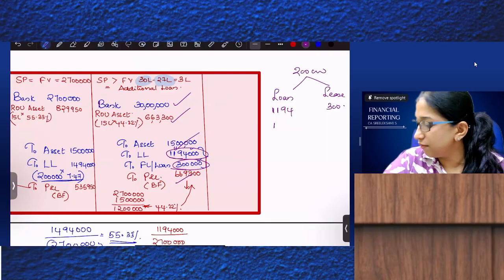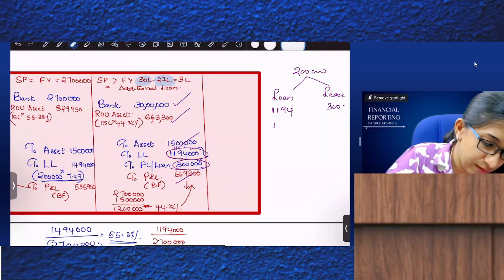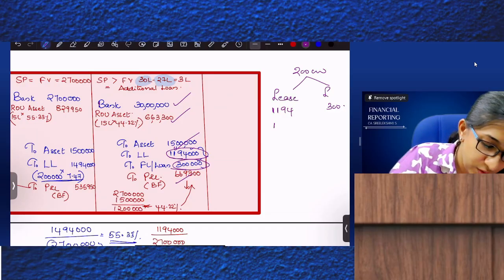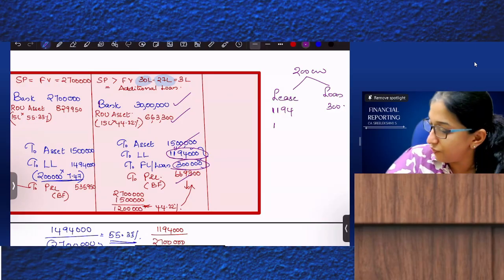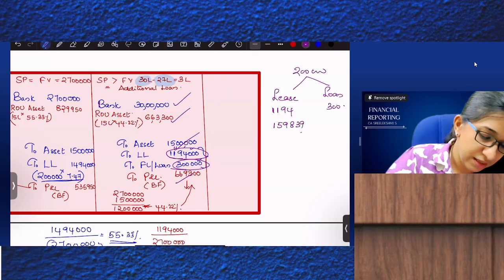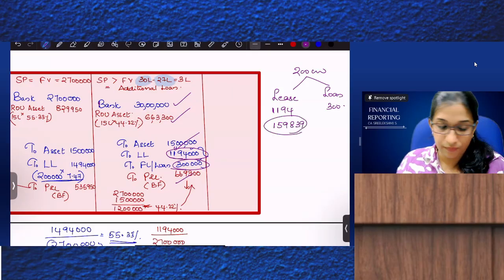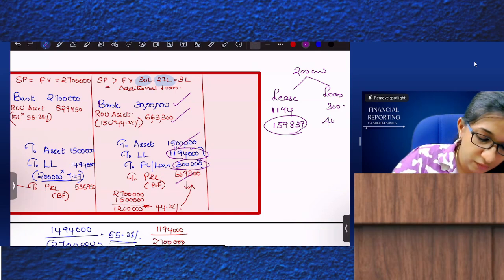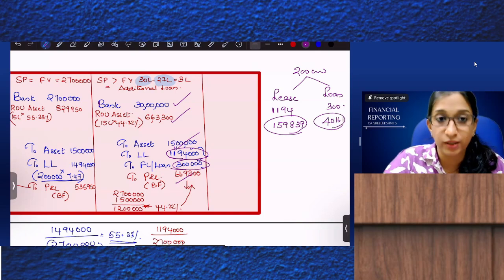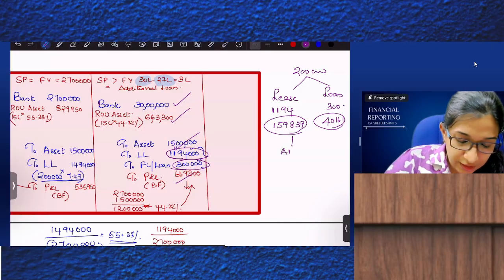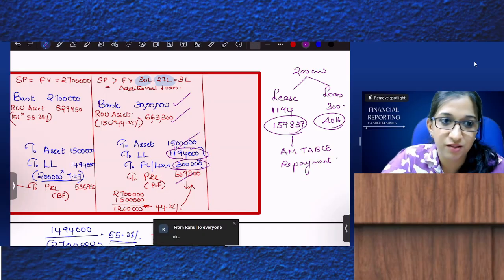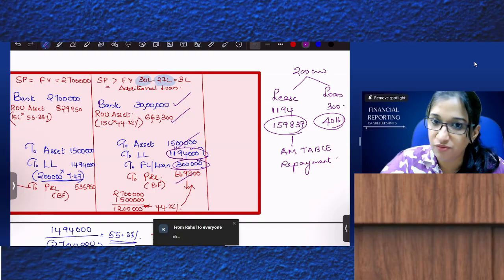This is lease, this is loan. So 1,59,839 is lease repayment and 40,161 will be considered as loan repayment in the amortization table. In the absence of information from the students, I assume it is clear for everyone.